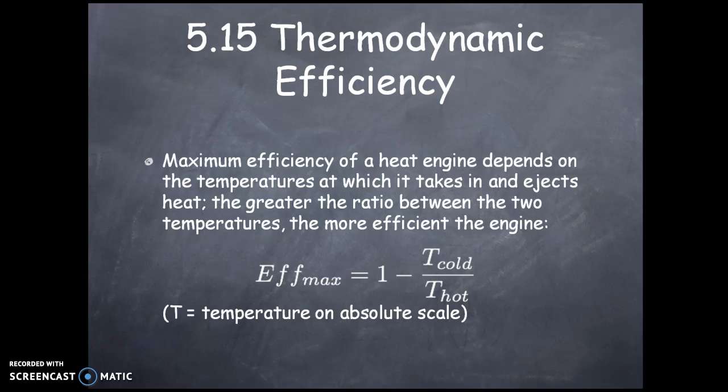The maximum efficiency of a heat engine depends on the temperatures at which it takes in and ejects heat. The greater the ratio between the two temperatures, the more efficient the engine is. Efficiency is given by 1 minus T cold over T hot, where T is the temperature on the absolute scale.